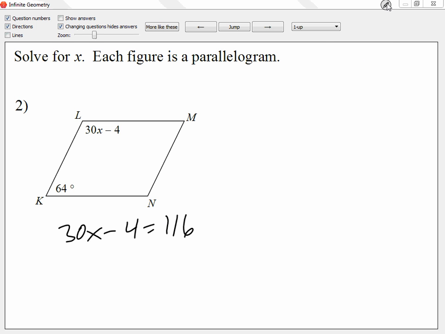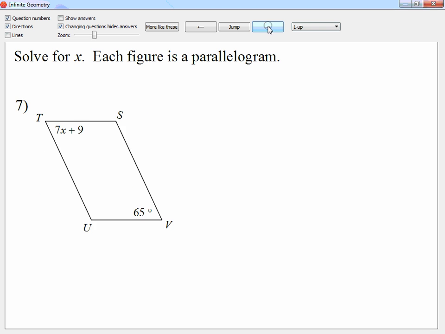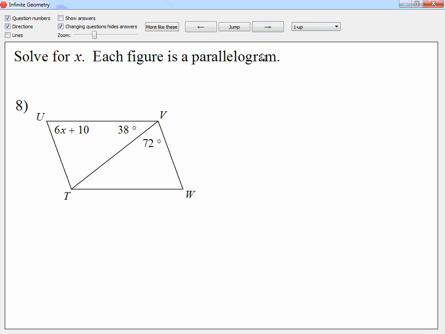I think the rest I'll let you guys do. But let me take a look at one where we have some diagonals in there. I'm looking at question number 8. The whole corner B is 110, because 38 plus 72 is 110. So for this one, I'm going to say 6x plus 10 equals what? 70.